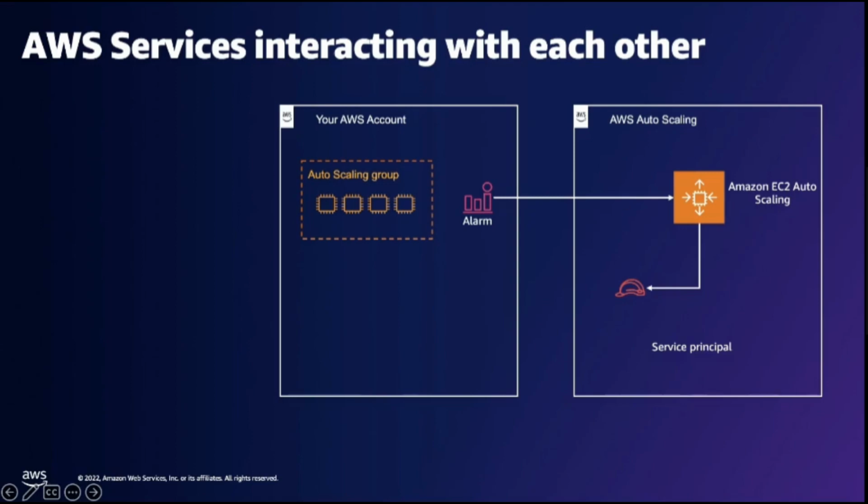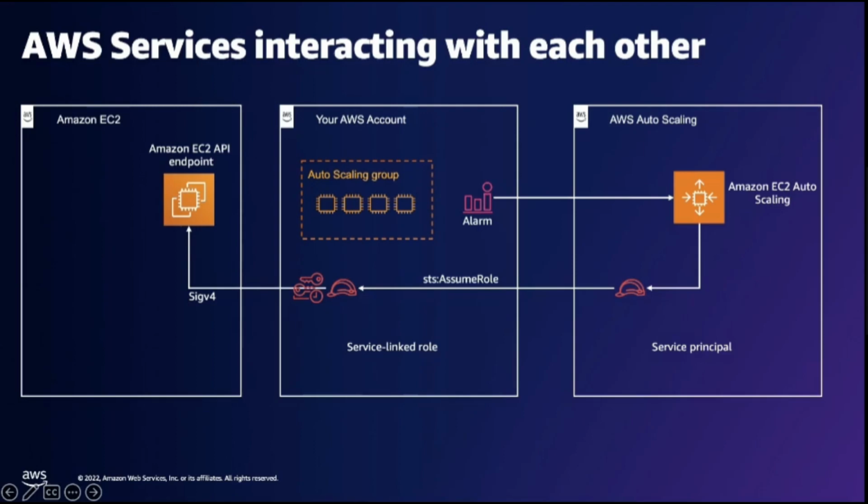The service then needs to talk to the EC2 endpoint, right, to tell it to create more instances in your account. And it needs to do this on your behalf. So what it does is it assumes a role in your account. And using that role, it then makes a request to the EC2 endpoint.